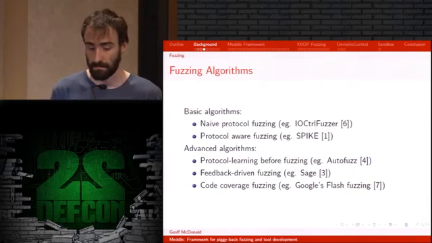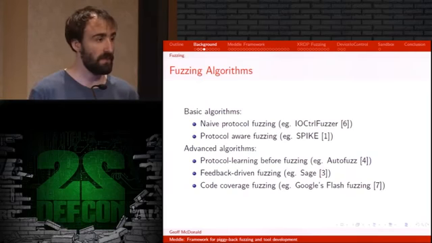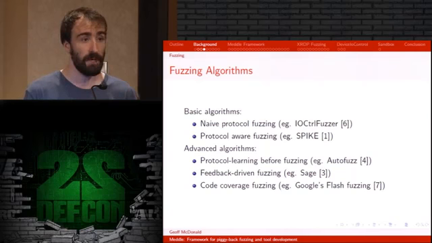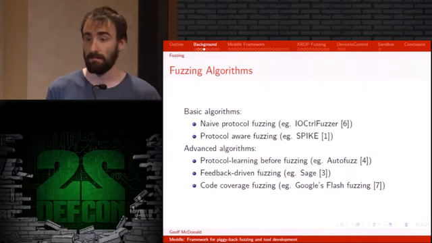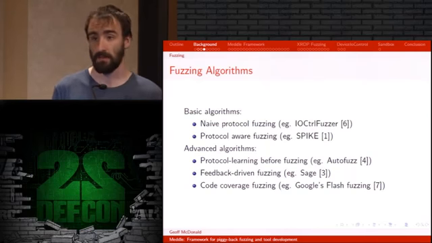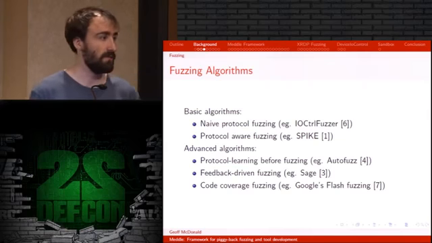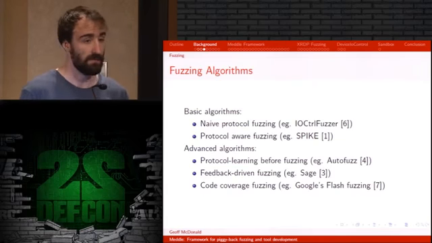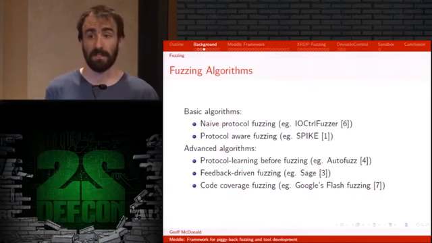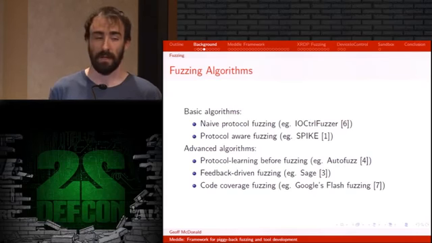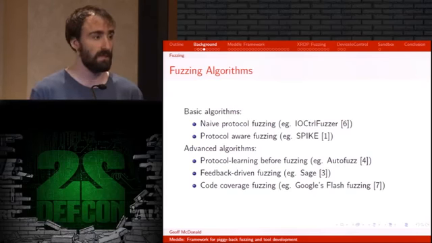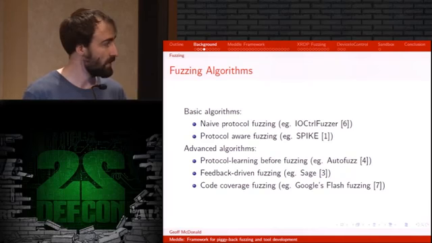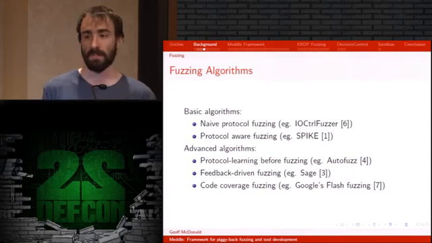And the code coverage fuzzing was proven very effective by Google. Google had a big fuzzing project where they fuzzed Adobe Flash. They built a collection of terabytes of Adobe Flash files. Then they rendered each one of those files in an instrumented version of the Flash binary, and they recorded which code was executed with every one of those Flash files.